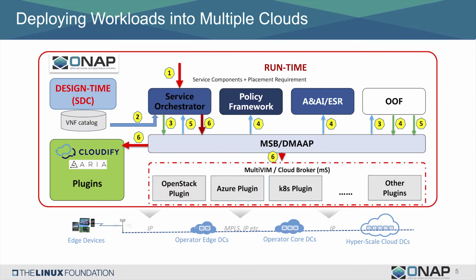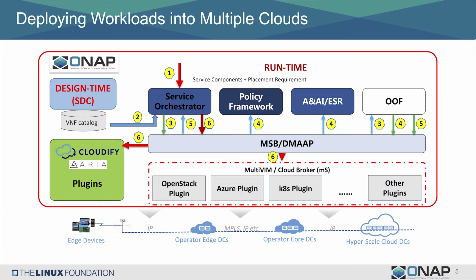And the service orchestrator itself will be able to work. Sometimes you need to work with Cloudify, because Cloudify has its own plugins and will be able to work directly with different clouds in a more efficient way. But in some cases, you will be able to work with the multi-VIM plugins, right, as a cloud broker, and find the necessary plugins like the Azure plugin, Kubernetes plugin, and deploy the virtual firewall on, let's say, Kubernetes, deploy the load balancer on Azure, and deploy the proxy on OpenStack. So all these flows, and all the major components work together to finish the deployment of the functions.